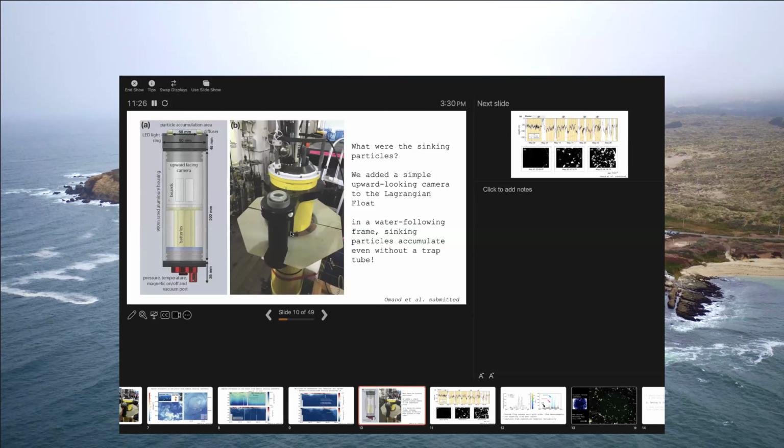It's a pretty simple thing. It cost only about $250 in parts. It has a Raspberry Pi camera that's looking upwards through this transparent lens here. It has a little LED light ring that illuminates, because typically these are dark environments that we're working in, and we need to illuminate the particles to be able to take a picture of them. And then it has some circuit boards and batteries, pressure and temperature at the bottom, and a reed switch for turning it on and off.